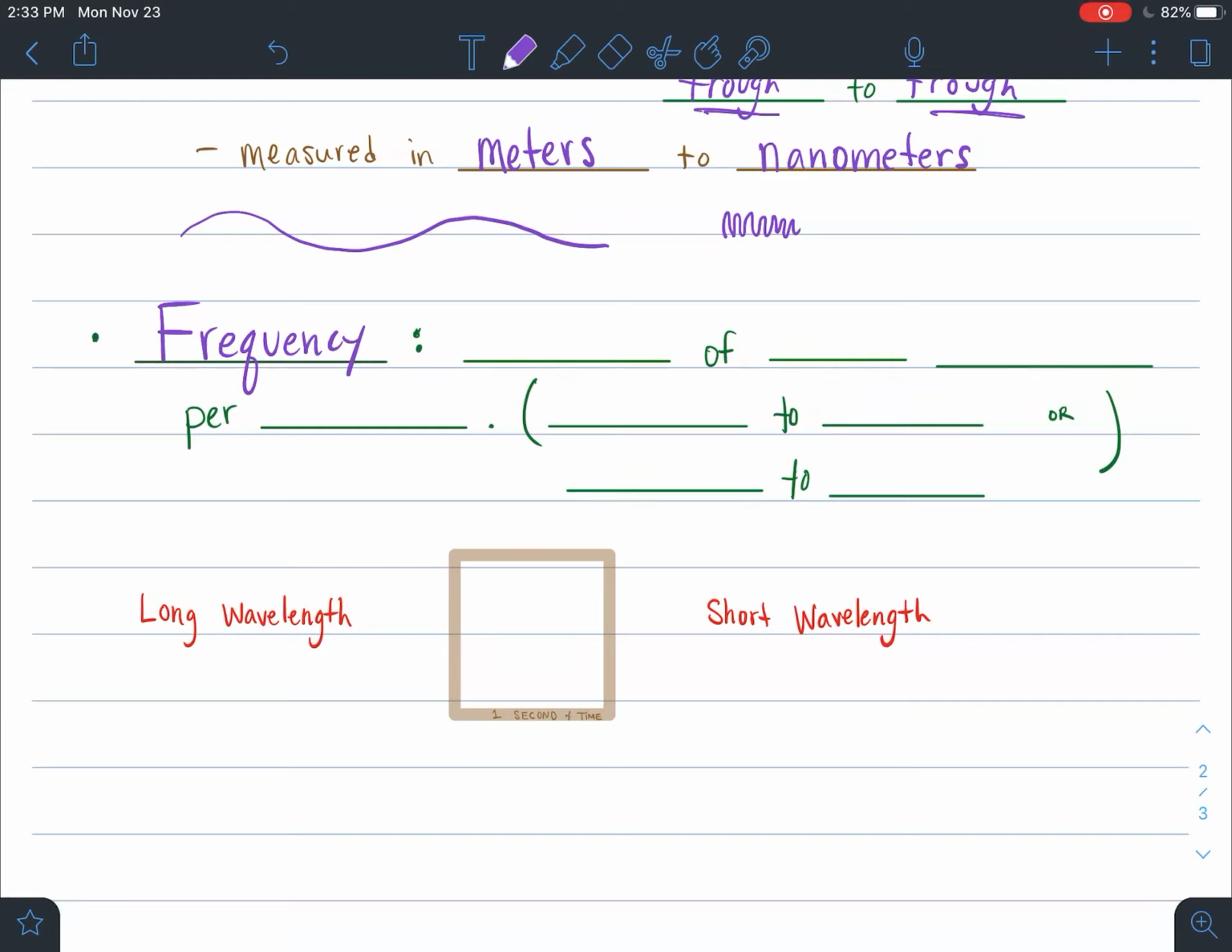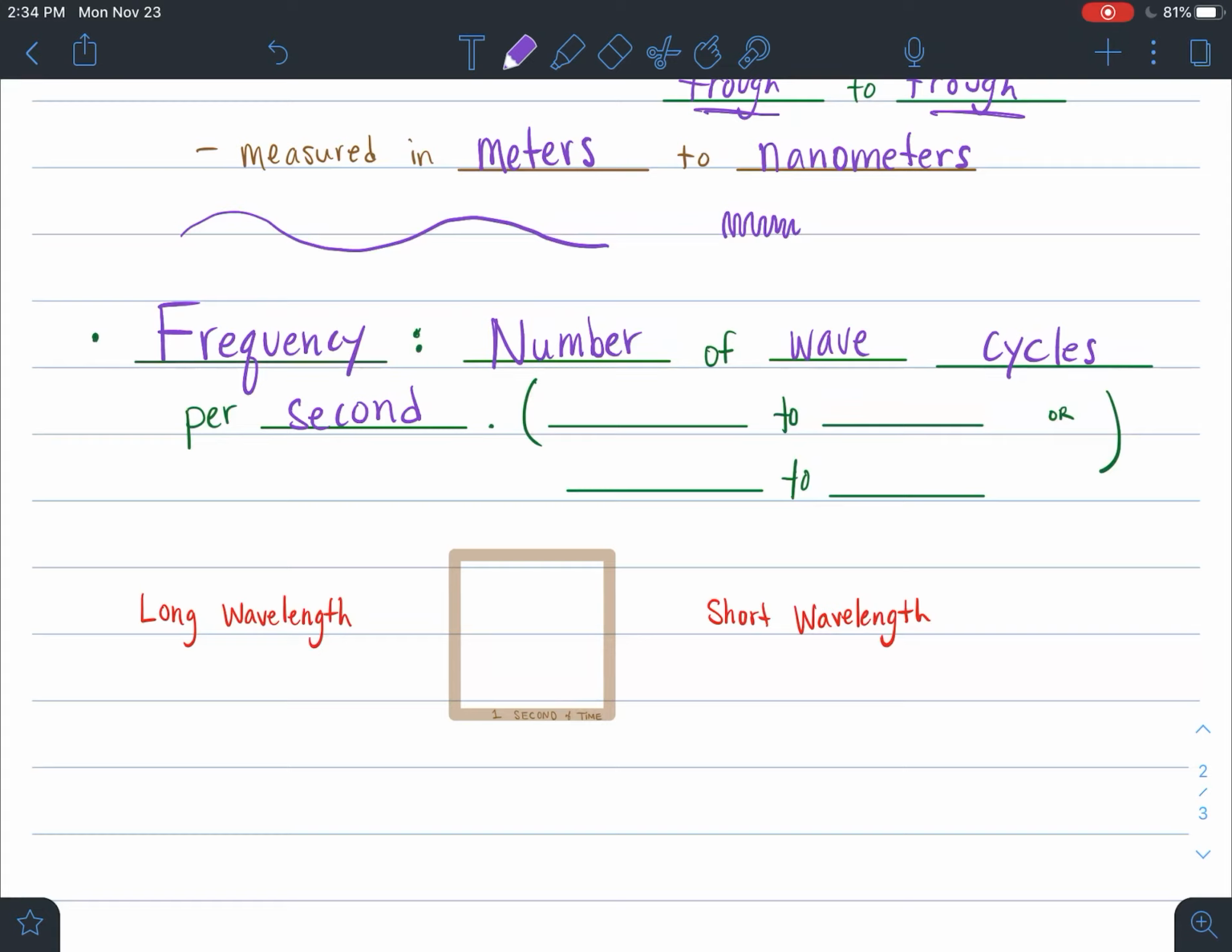The frequency of a wave is the number of wave cycles that happen every second. So a frequency is the number of wave cycles per second. If there's more wave cycles in a second, then it's a higher frequency. If there's less wave cycles per second, then it would be lower frequency.